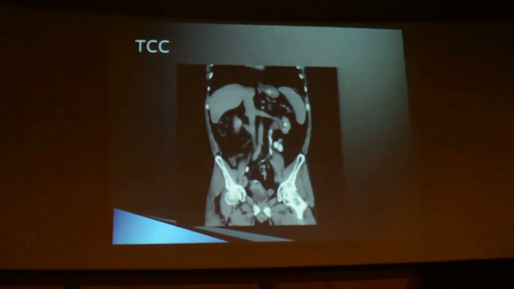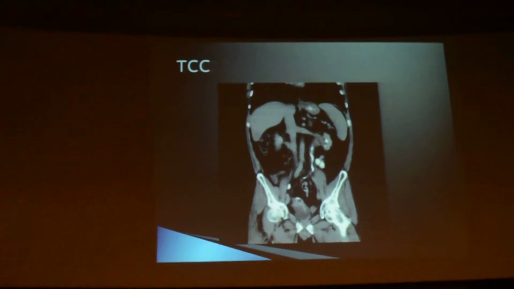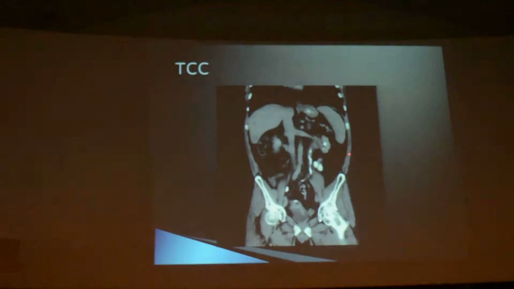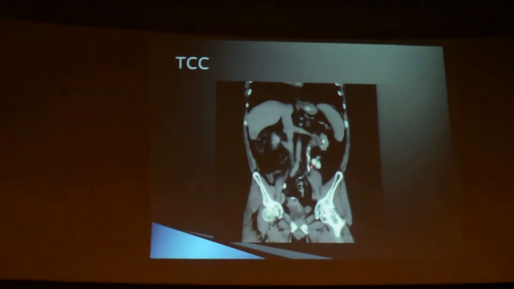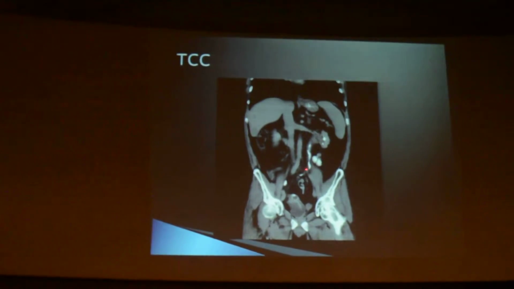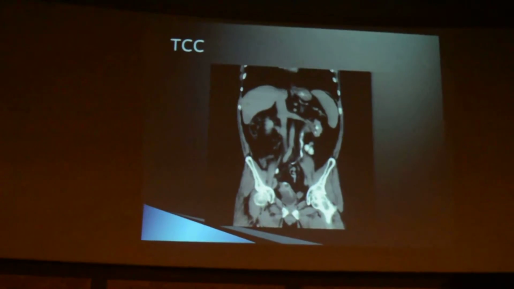This is an infiltrating transitional carcinoma. You can see the extent of the lesion. Usually it will be seen as a filling defect in the pelvicalyceal system. And this is also extending along the ureter. You can see this almost to the mid-ureteric level. The mass is extending. This is a very classical appearance of transitional carcinoma.